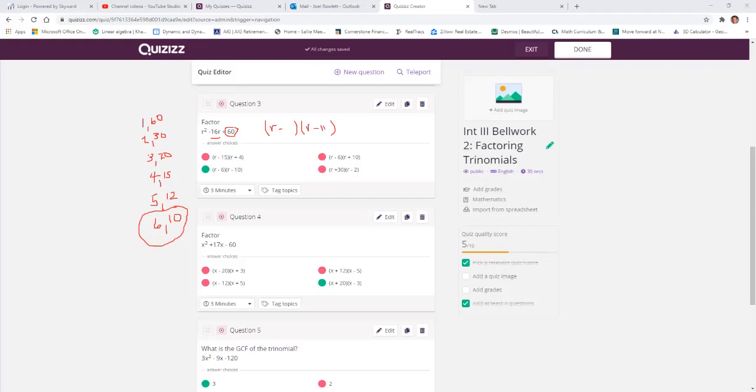Since the signs are the same, it really doesn't matter if I put the 10 here or the first position, but we'll just go ahead and get this done. So it looks to me like the answer is r minus 6 times r minus 10, and that will be here.